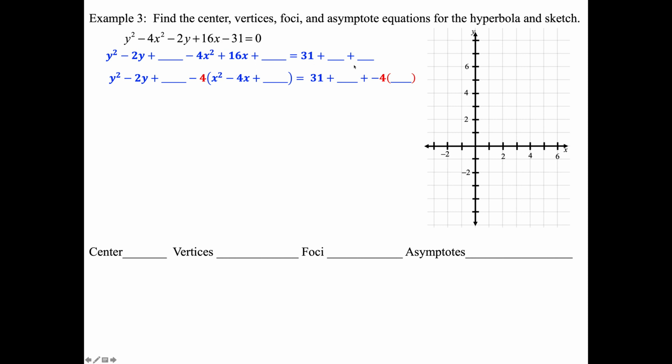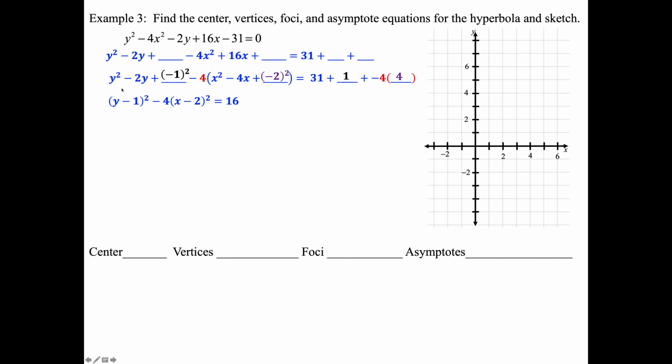So over here I'm going to add that negative 4 times the parentheses, because this minus 4 would get distributed to this blank. So half of negative 2 is negative 1, squared is 1. Half of negative 4 is negative 2, squared is 4. So this is 31 plus 1 minus 16. That gives me 32 minus 16, which is 16.